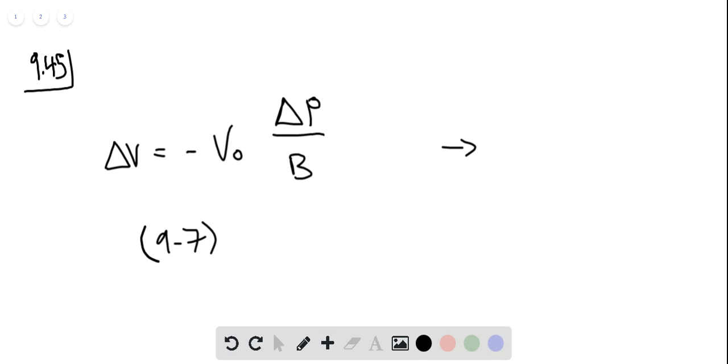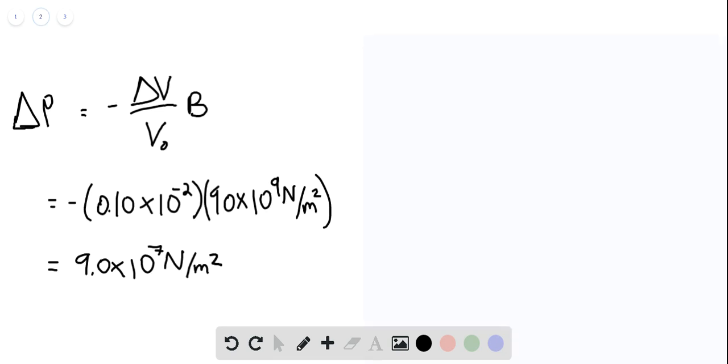So we want to move the pressure from the right side to the left side, and also divide the volume on both sides. So we get an equation that looks like the next page. Right, so delta P now is equal to negative delta V over V naught multiplied by B.